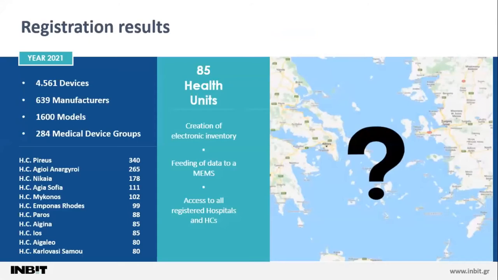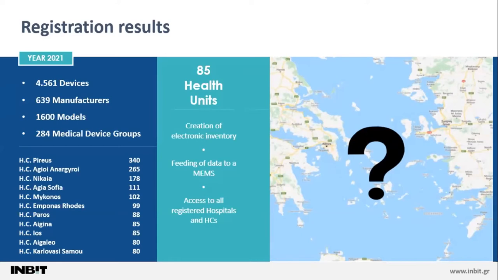Now, the results of the registration were that 85 health units were registered. The creation of an electronic inventory was performed. These data were fed to the MMS and access was given to all hospitals and health centers. And some numbers show that over 4,500 devices were registered, of about 640 manufacturers, belonging to 1,600 models, and categorized over 280 medical device groups.